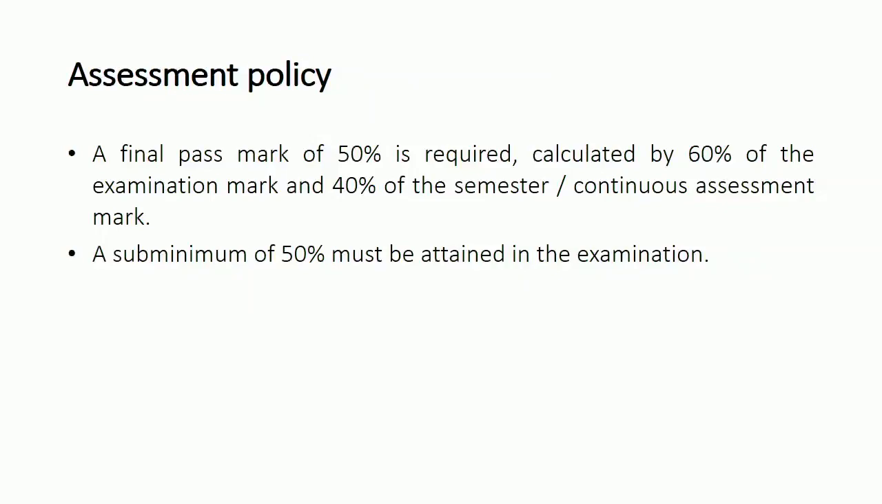The assessment policy goes, a final pass mark of 50% is required. It's calculated by 60% of the examination mark, and then take 40% from the semester, which is the continuous assessment. In this case, these are the marks from the assignments. And then in total, a sub-minimum of 50% must be obtained in the examination, meaning our examination is out of 120. You are expected, in order to pass, to score 60 marks out of 120 in order for you to pass your exam.